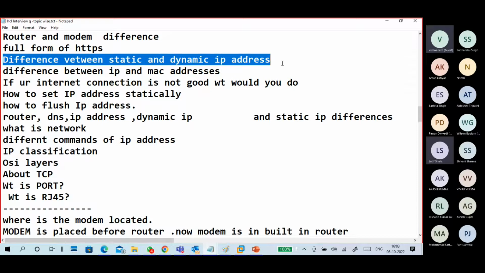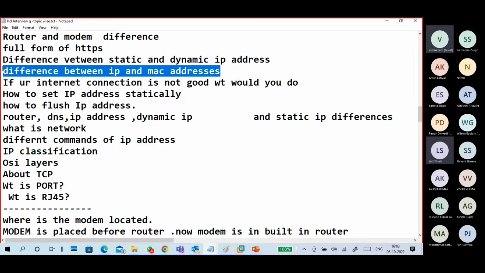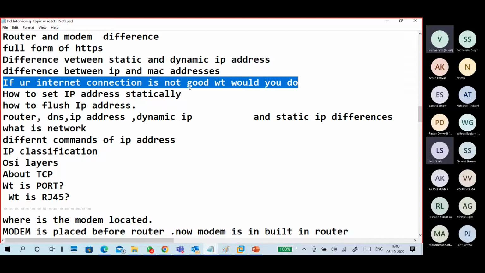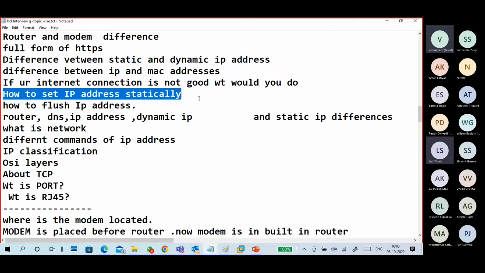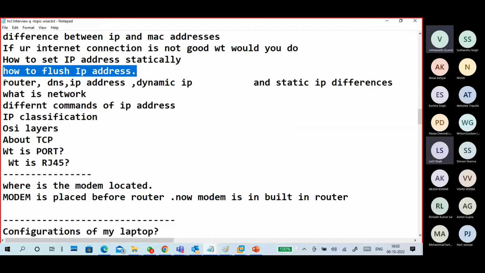Difference between static and dynamic IP address, manual IP address and automatic IP addresses. Difference between IP address and MAC address. If your internet connection is not good, what would you do? Okay, how to set up an IP address, manual IP, that also we have seen. How to flush IP address, ipconfig space slash release, that is how to flush an IP address.